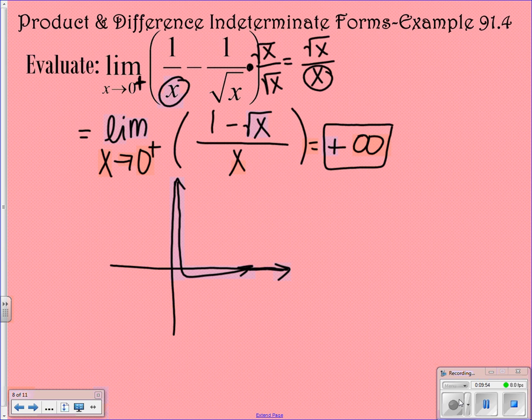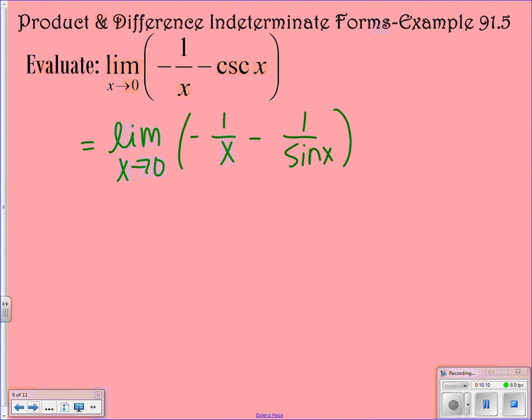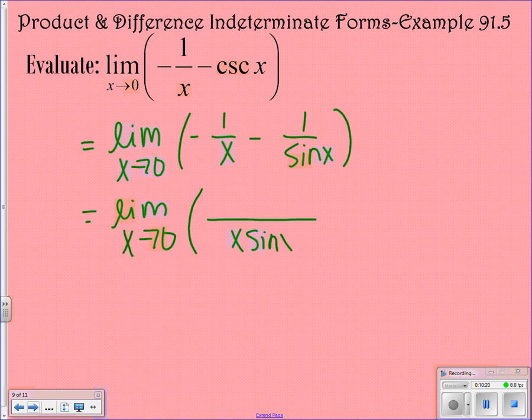All right, so we're going to look at one more example. The limit as x approaches 0. And on this one, we're going to start by writing it as negative 1 over x minus 1 over sine. And then we're going to have, for our denominator, x sine of x. And then in our numerator, we're going to have negative sine x minus x.